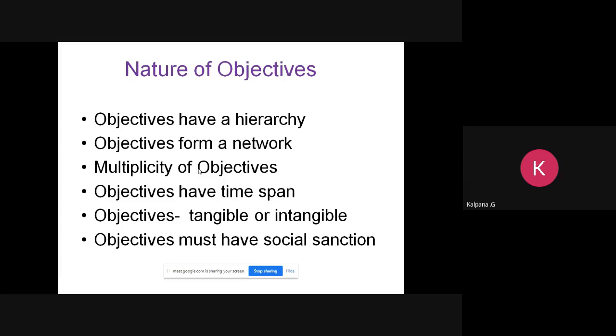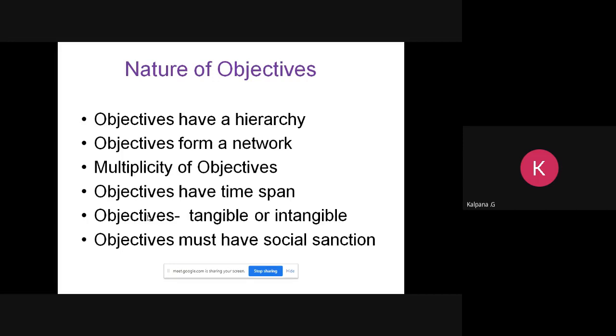Okay, in spite of having the main objectives, we do have other objectives. So these are the multiplicity of objectives. Okay, so they differ. Objectives should have a time span. So we do have something called long-term objectives and short-term objectives. The objectives that could be achieved within a year or within a few months fall under short-term objectives, whereas others that could be achieved over a long period of time are called long-term objectives.